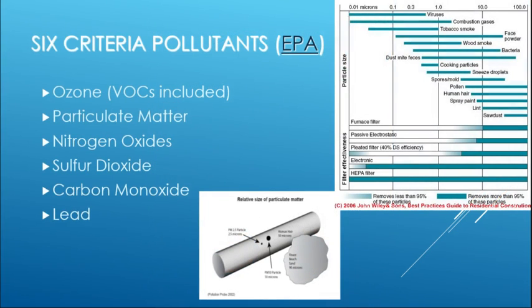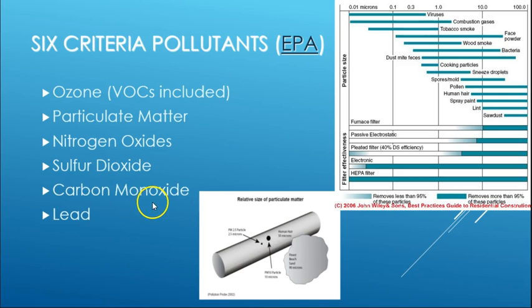Now, the EPA has identified 6 criteria pollutants. Some of them are primary, some are secondary, but these are the things that the EPA thinks are the most dangerous or most common, most important, most significant pollutants. And that is ozone, which includes VOCs, particulate matter, nitrogen oxides, sulfur dioxide, carbon monoxide, and lead.